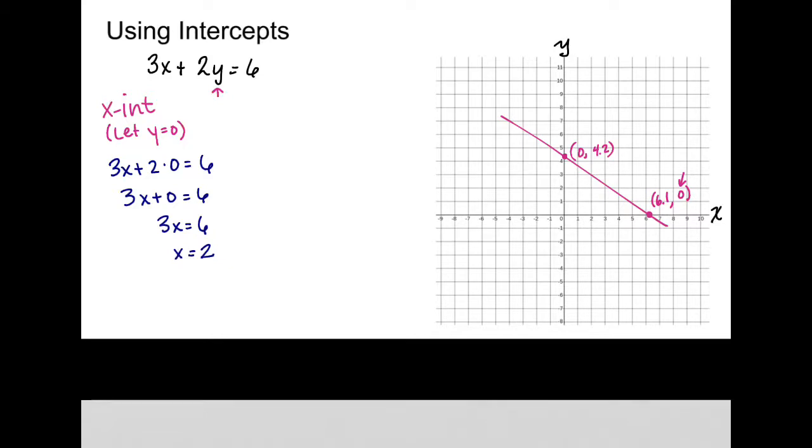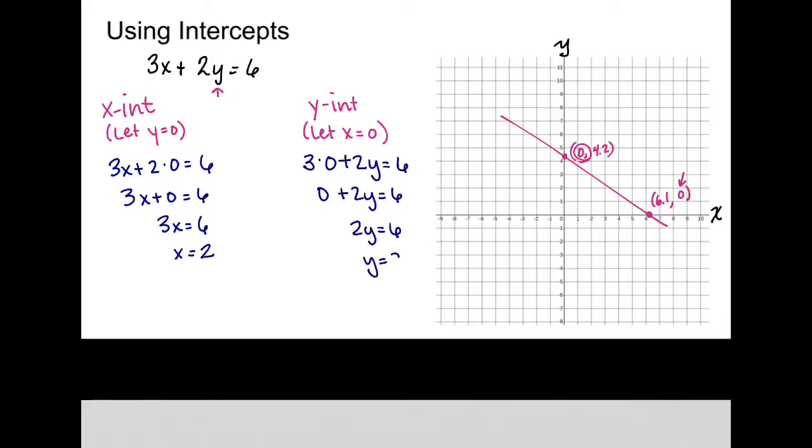Then to find the y-intercept, like we said here, we're going to let x equal 0. So 3 times 0 plus 2y equals 6. 3 times 0 is 0. So 2y equals 6, divide both sides by 2, so y equals 3.